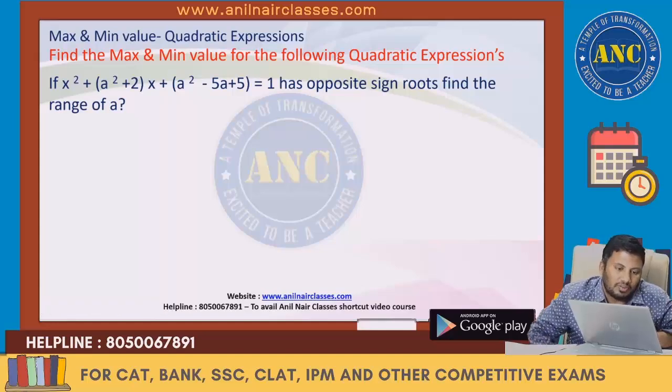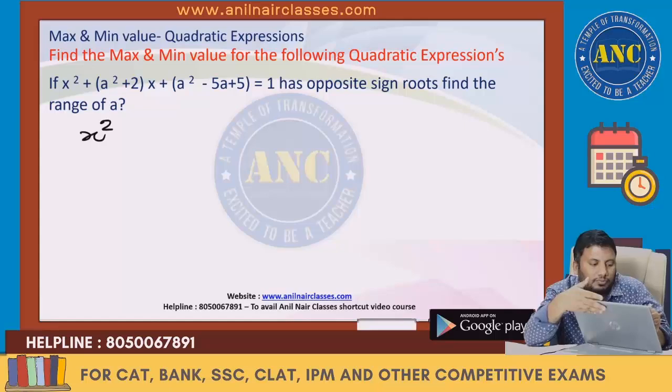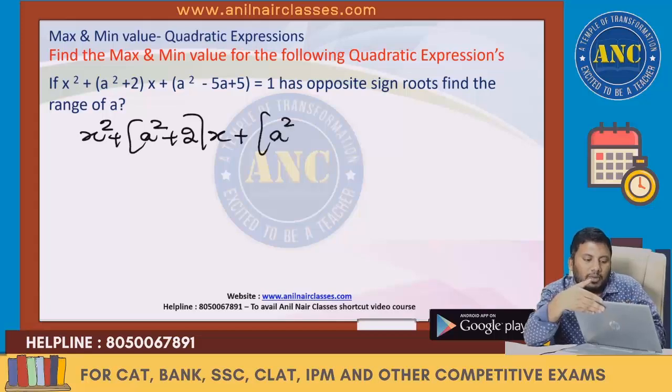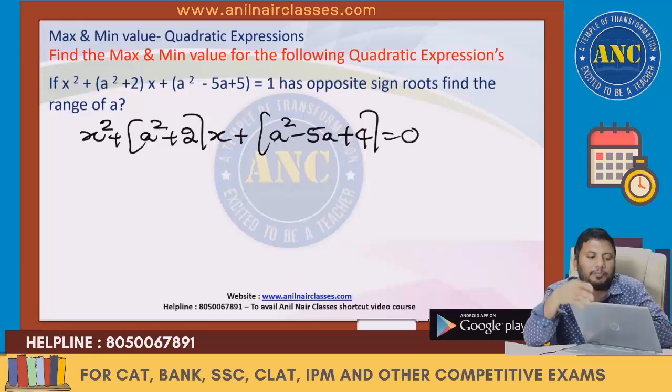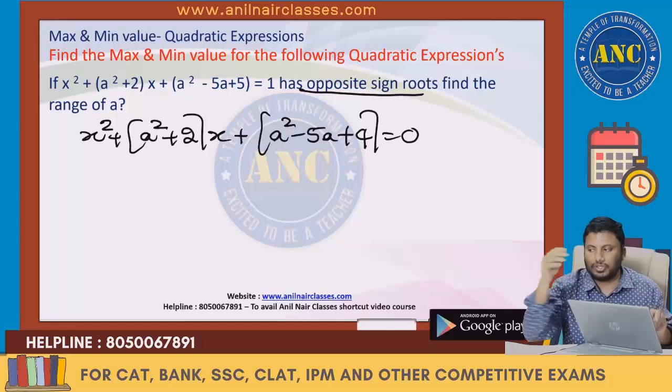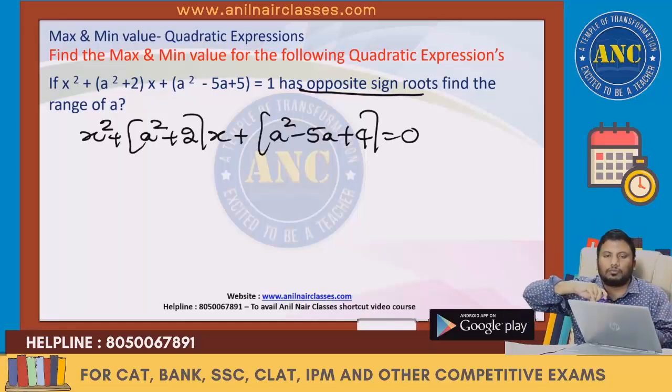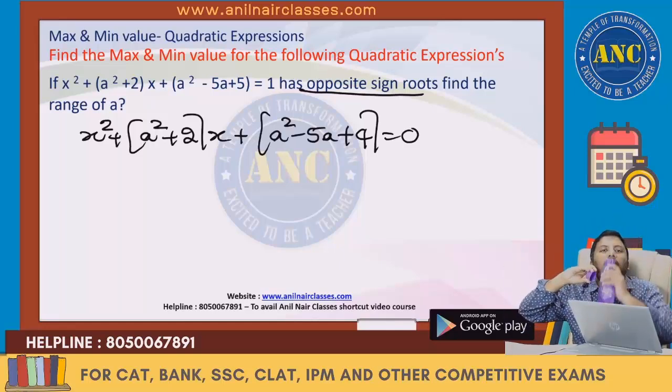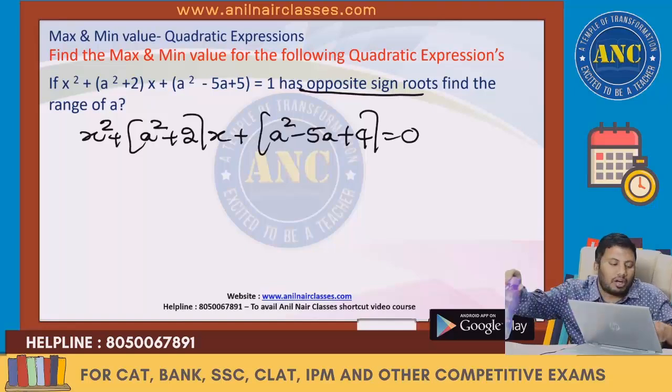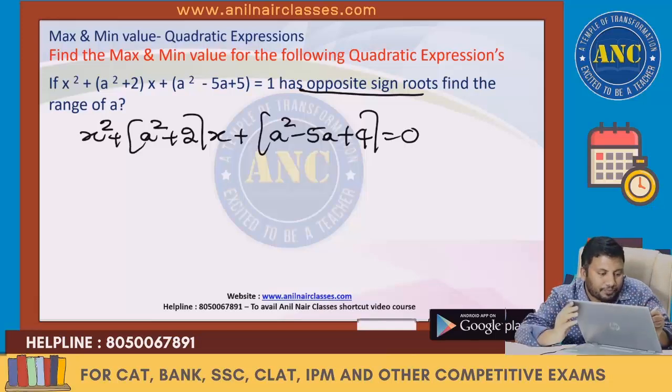We will solve this question. Please see here, sir. x square plus (a square plus 2) into x plus (a square minus 5a plus 4) equivalent to 0. They have got opposite sign roots.